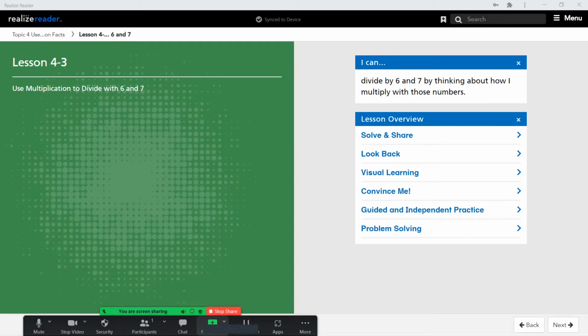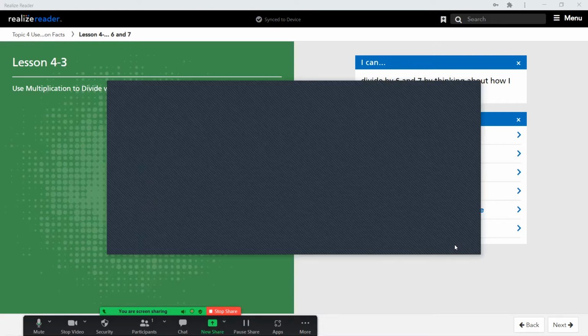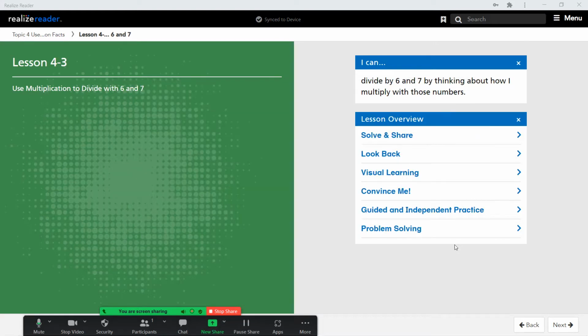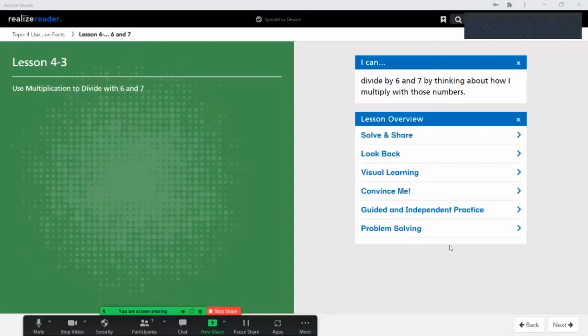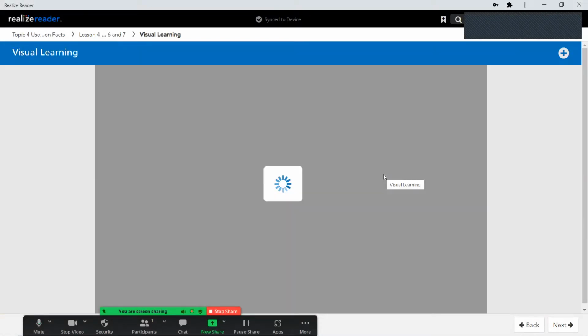We're going to use our multiplication facts to help us divide, and we're working on our facts. We're going to be working on our facts with the numbers 6 and 7. So let's go ahead and take a look at our video for this week.